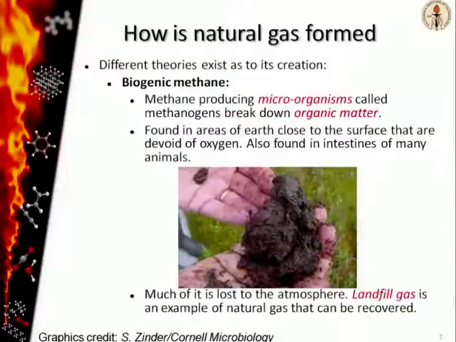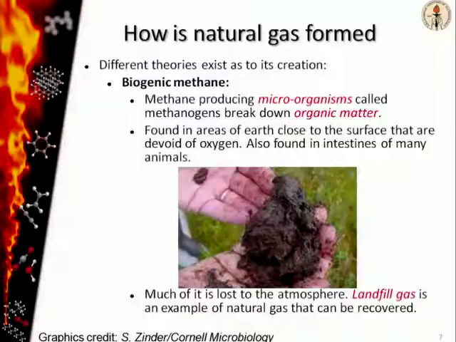Further, apart from the thermogenic process, you have biogenic methane, which is produced by microorganisms called methanogens, which break down the organic matter. And this is found to occur in areas of the Earth which are close to the surface, which are devoid of oxygen. It is also found in intestines of many animals. So the photograph here just shows some of the organic matter which can be broken down by methanogens, resulting in the formation of methane.